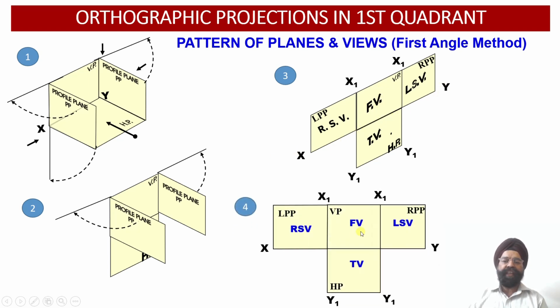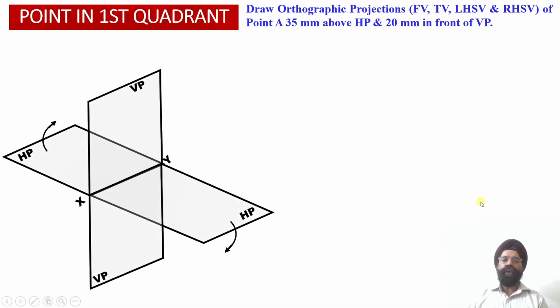So this is the final orientation: front view orthographic projections, top view orthographic projections, right side projections on the left side, and left side projections obtained on the right hand side of the front view orthographic projections. So let us proceed to evaluate the orthographic projections of a point which is lying 35 millimeter above the horizontal plane and 20 millimeter in front of the vertical plane.